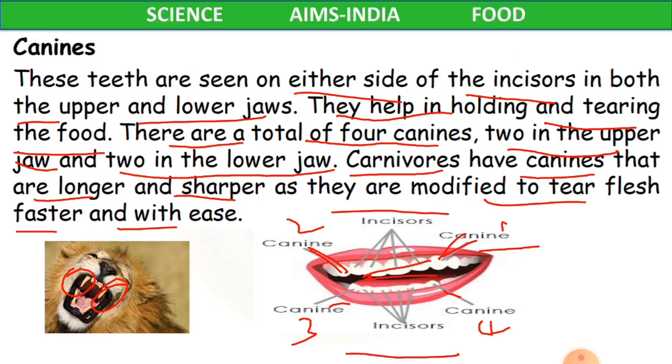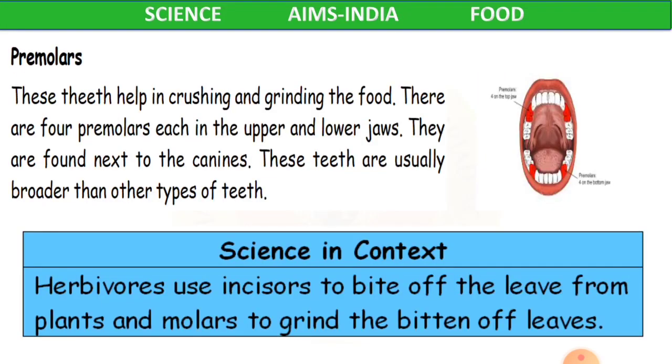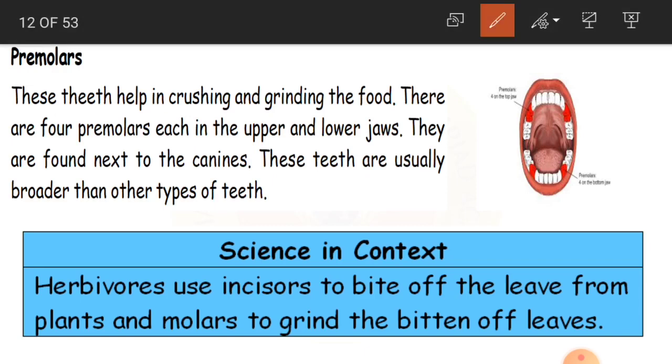Clear, children? So what are canines? Canines are on either side of the incisors. Clear? Now, premolars. So what are these? These teeth help in crushing and grinding the food.